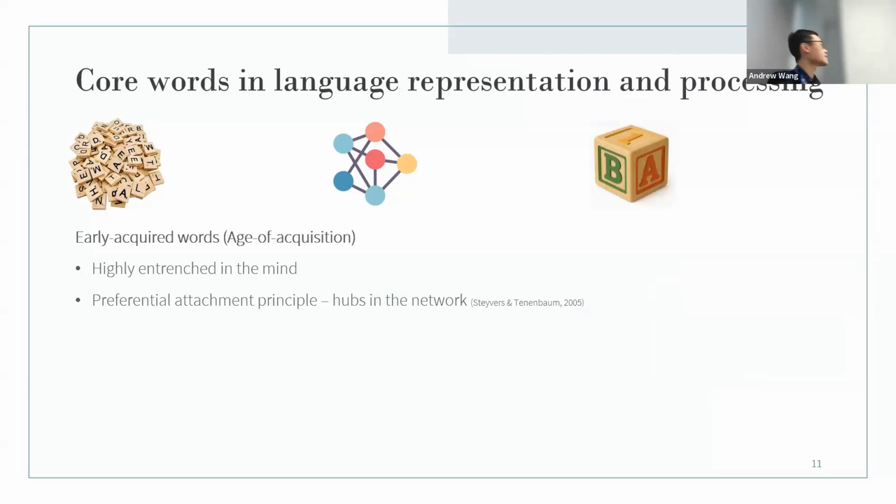One last one I'm going to talk about is the words that are learned earliest in life, or age of acquisition. These may be psychologically core because they're highly entrenched in the mind. They're the first words to enter the mental lexicons for people, and also because of accounts like the preferential attachment principle. This is the idea that nodes in a network gain more nodes probabilistically based on the number of connections they already have. So these semantic growth models make the prediction that the oldest nodes in a network become the central hubs of the network.